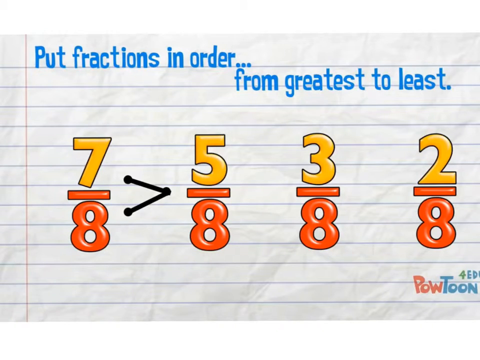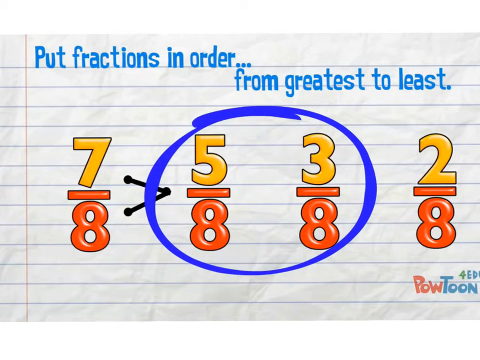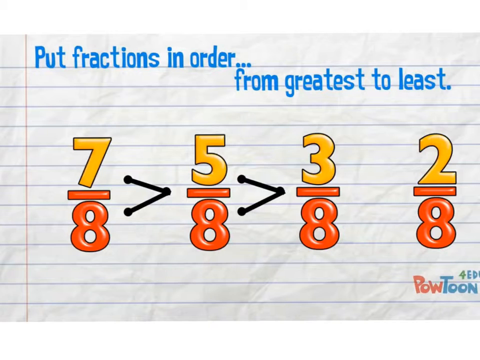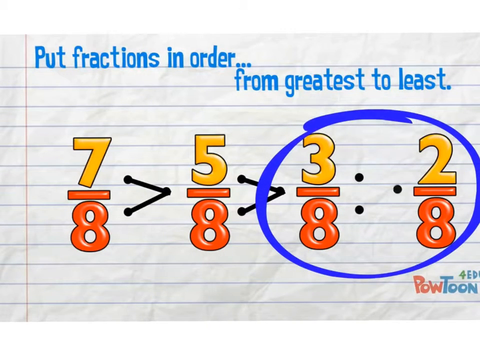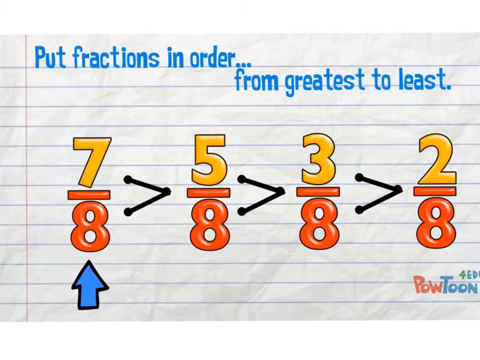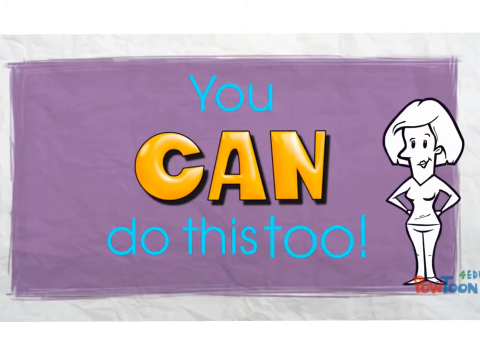And again, between 5/8 and 3/8, 2 dots by the greater fraction, 1 by the smaller fraction. 5/8 is greater than 3/8. And the last one, put in the dots, and there's our sign. So we have written 7/8 is greater than 5/8, which is greater than 3/8, which is greater than 2/8. You can do this too.